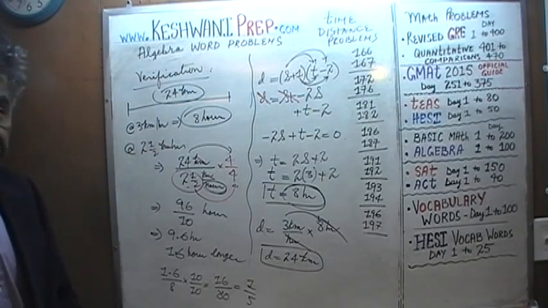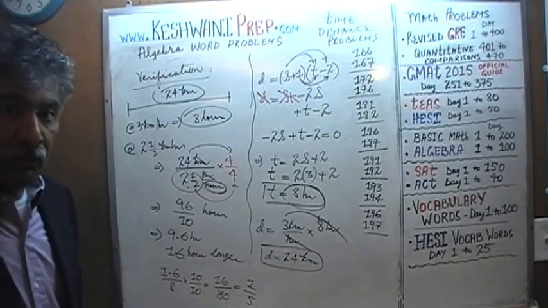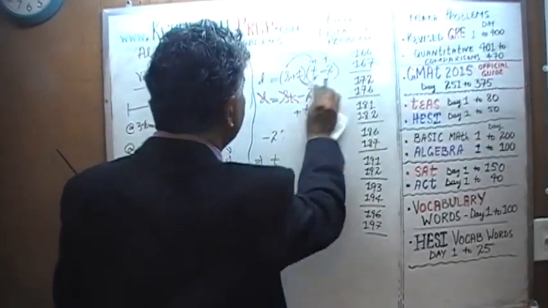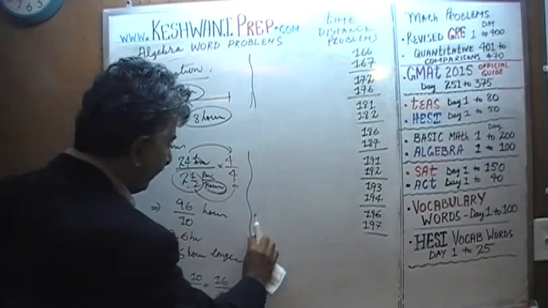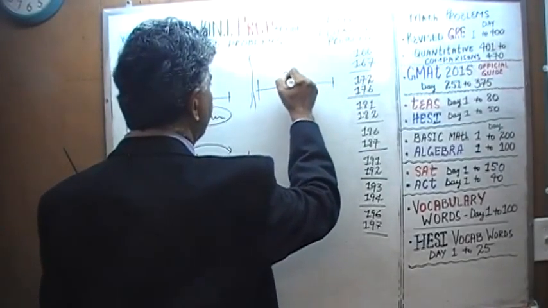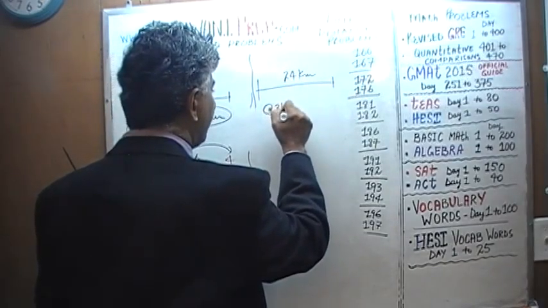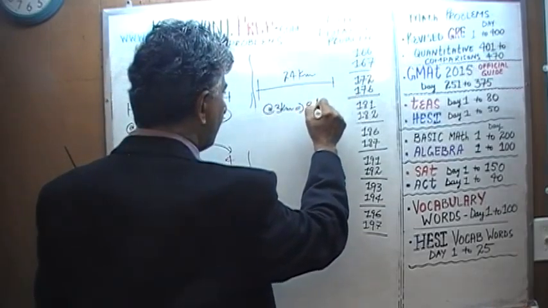Of course, there is a second bit of information that we could have used to verify our answer, which is what happens if we were to go faster. Let's do that part here. If we were to go faster, that part is actually easier to verify. We are claiming that we are going 24 kilometers. At 3 kilometers per hour, of course, this implies 8 hours.